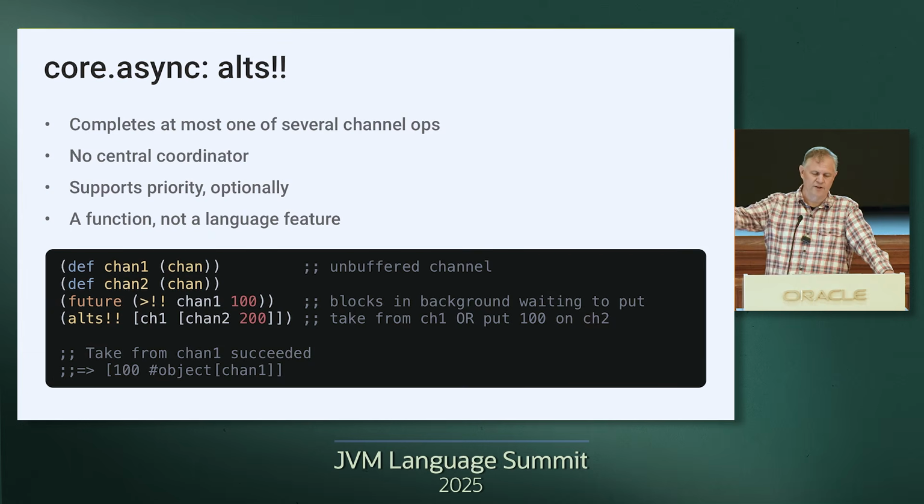So I'm pushing this call into the background that says, put 100 onto this channel, do that in the background. It's going to block, so that's why I'm doing it in the background. And then in the current thread, I'm going to alts over two operations. If you just specify a channel, that means I want to take from that channel. But if you specify a vector, that means I want to put a value on that channel. So this alts here is alting over a put and a take, one of which will succeed. In this case, the take from the channel succeeds, and you get back the value that you got and who you got it from.